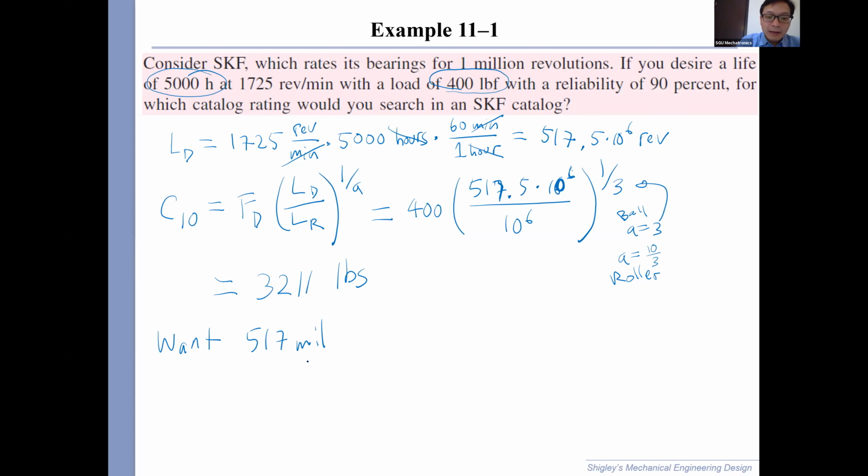Unfortunately, you cannot just say, well, I want 517 million. You cannot do that because the bearing catalog gives you a 1 million rating life, with a certain C10. You say, I want 517 million, with a 400 pounds load. So if you go to the catalog, most likely the C10 you're selecting will be greater or lower.